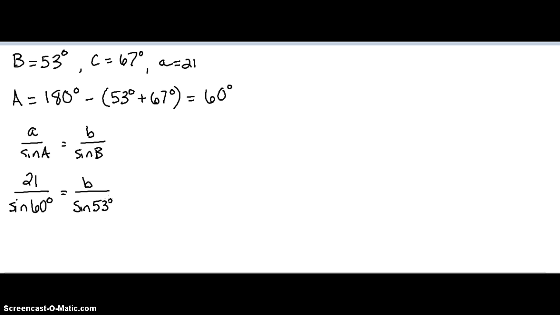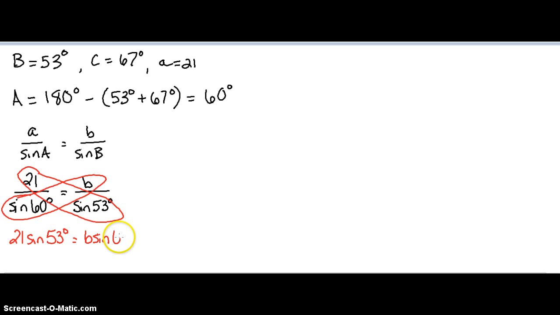So what we want to do, since we have set up a proportion, is we're actually going to cross multiply. So we want to multiply these two things together and these two things together. So that's going to leave us with 21 sine of 53 degrees is equal to B times sine of 60 degrees. So to solve this thing, since we are solving for B, we are going to divide both sides by sine of 60, so that's going to give us this statement.